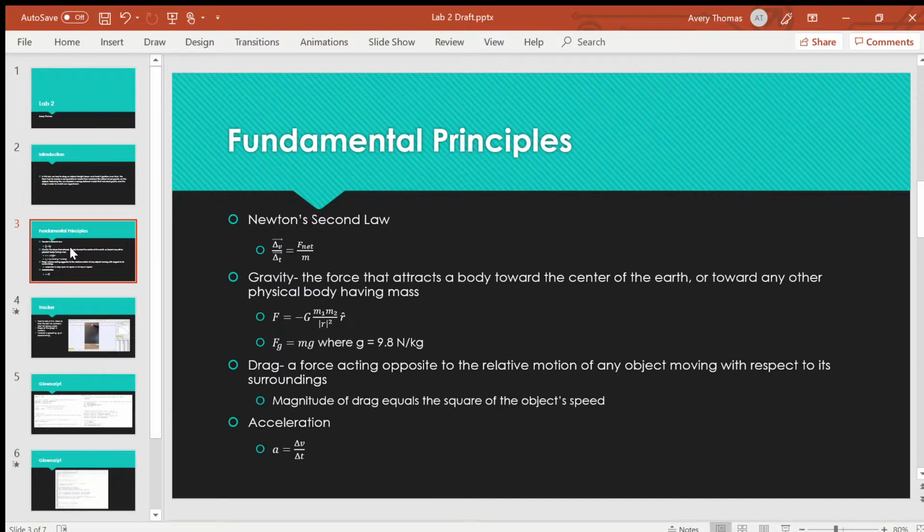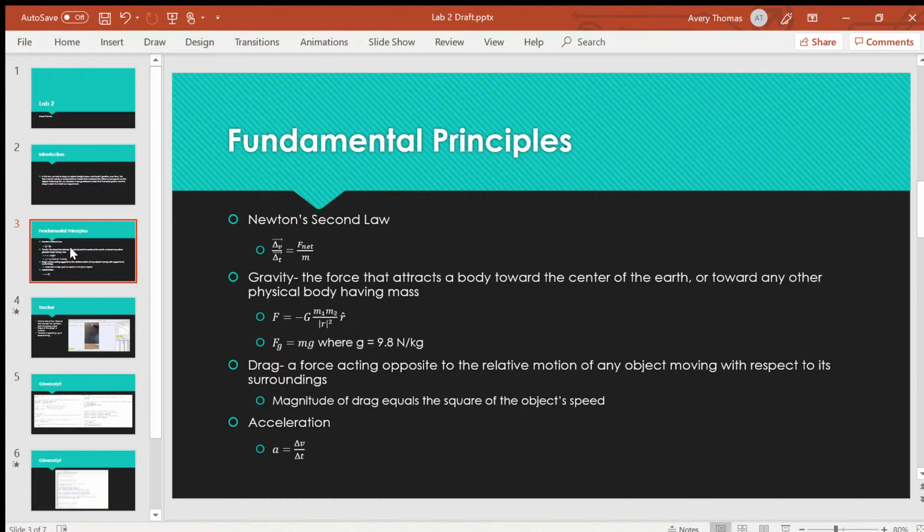The next concept that needs to be understood for this lab is gravity, which is defined as the force that attracts a body towards the center of the Earth or toward any other physical body having mass. Universally, you can find the gravitational force between two objects by multiplying negative G, which is 6.7 times 10 to the negative 11th, times the two masses of the objects multiplied together and divided by the magnitude of the distance between the two objects squared, times r hat.